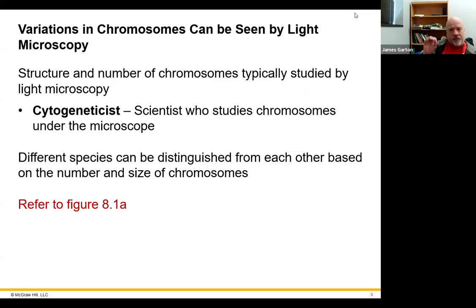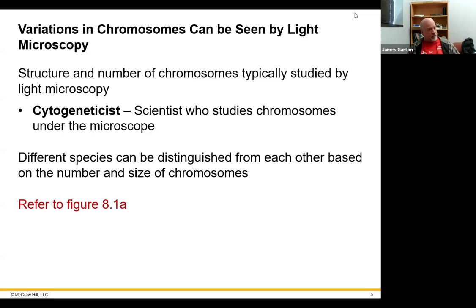Now, chromosomes can be seen by light microscopy. It's not the world's easiest thing. And it is going to take practice, years of practice, to get good at this. And you can call someone a cytogeneticist because primarily a cytogeneticist is going to be a scientist who looks at chromosomes with a light microscope. Now, electron microscopes might be used for a more up close picture, but very powerful light microscopes can actually pick these things up.